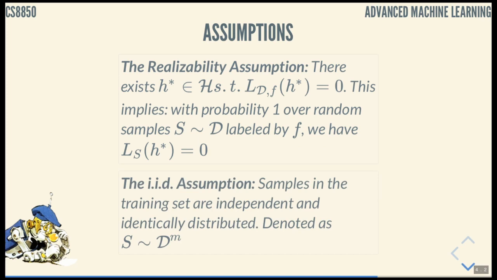And another one is IID assumption. It says that samples in the training set are independent and identically distributed, and it's denoted as S sampled from D sub M. So basically, D sub M is the distribution of all of the tuples of training set of length M.